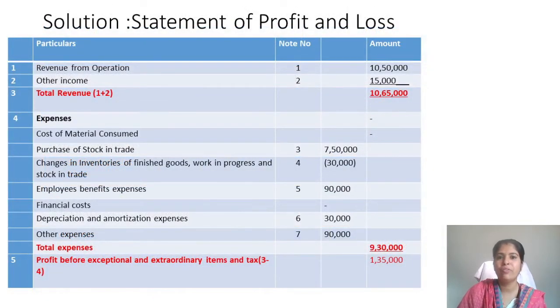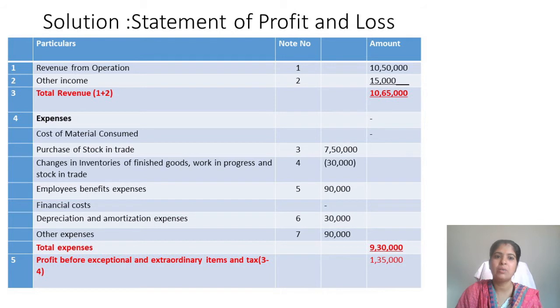Next, the statement of profit and loss consists of the particulars, note numbers, and amount column. So revenue from operation, note number 1, 10,50,000. Already you have calculated the notes for all the necessary items related to the profit and loss statement. Revenue from operation is 10,50,000, other incomes 15,000, total income or total revenue, that is serial number 1 plus 2, is 10,65,000.